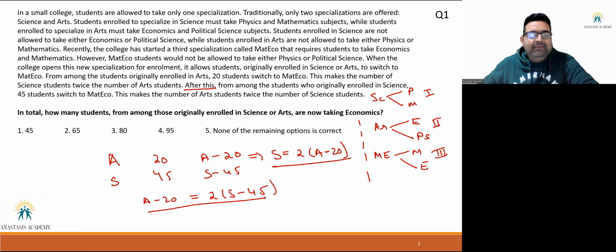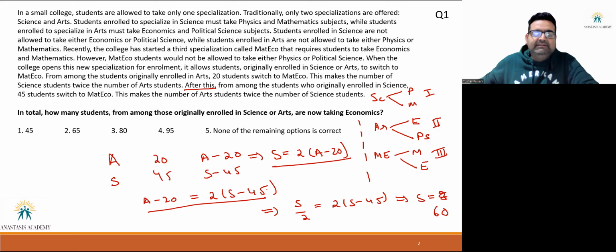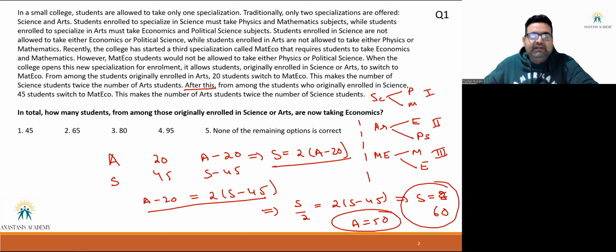You can eliminate A minus 20. A minus 20 is S by 2. So we can directly put it here. So these two equations combined will give us S by 2 equals twice of S minus 45. If you solve, S will come out to be 60. And when I say 60, you can put it back here. So you will get A minus 20 as S by 2, right? So 30. A minus 20 will be 30, A will be 50. So these are our original number of students. Science was 60, art was 50 to begin with.